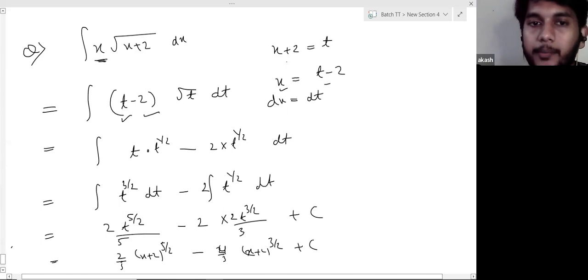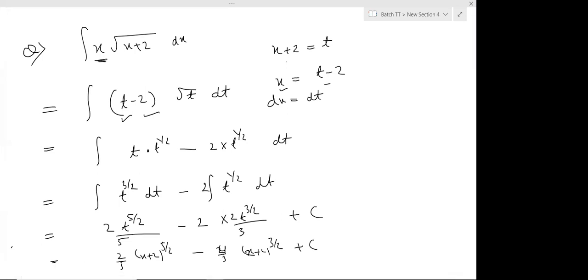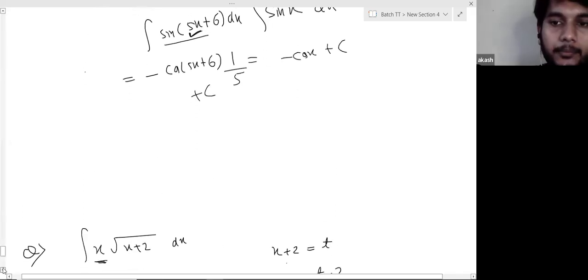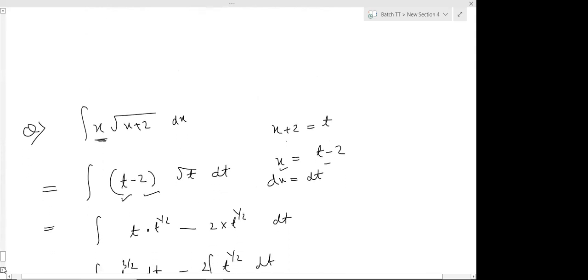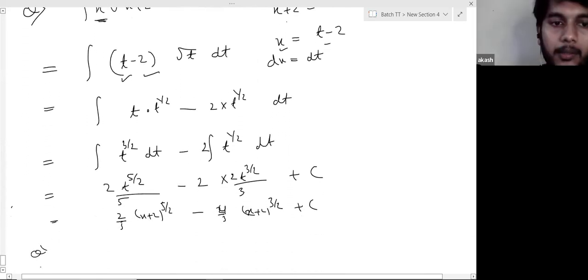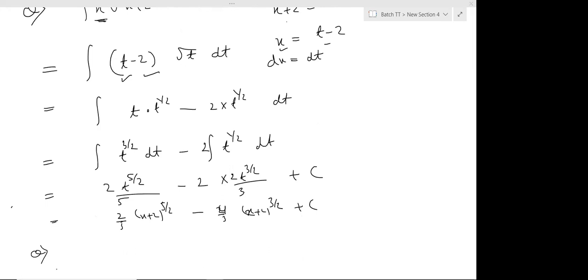Ahmed, this is the answer you got? Yes, sir. All right. Jiva, Ryan, this thing is clear? Yes, sir. All right. Note it down. After noting this down, solve another question: integration 1 upon x minus under root x dx. Very simple question.